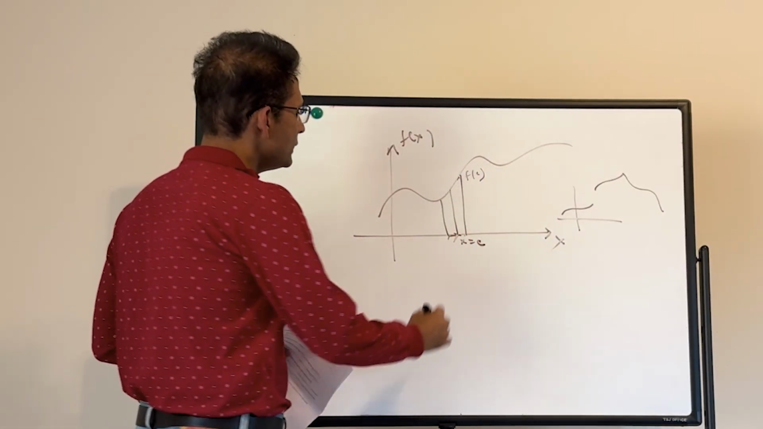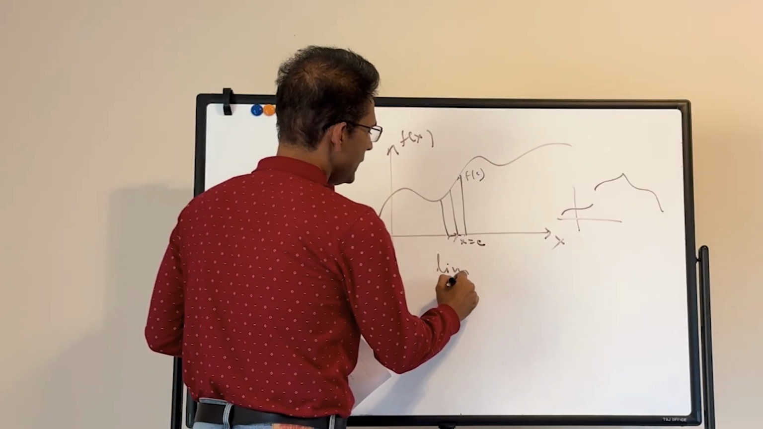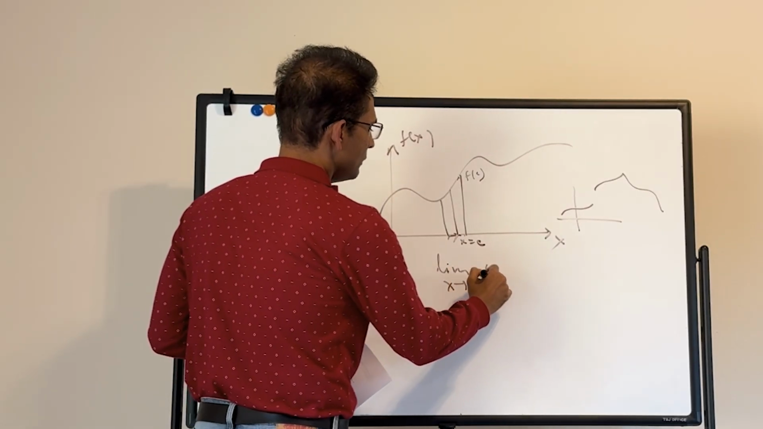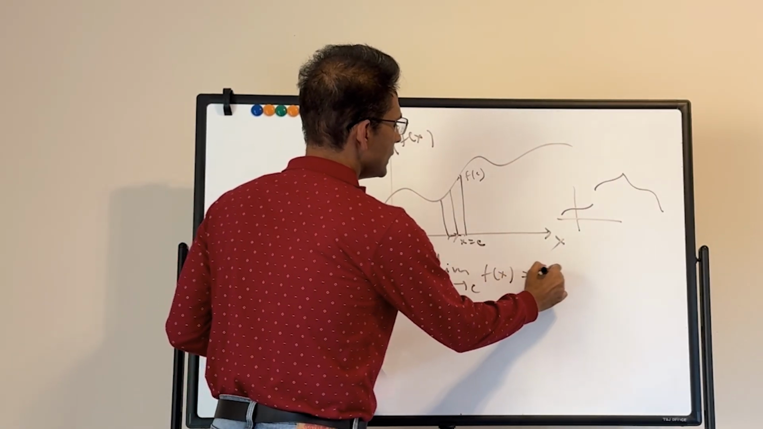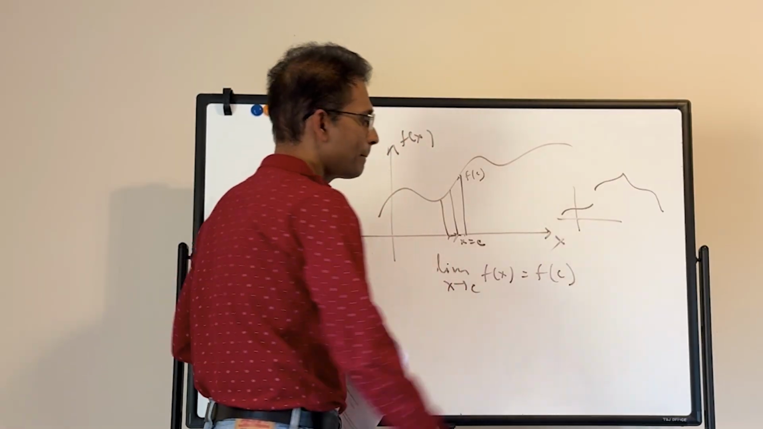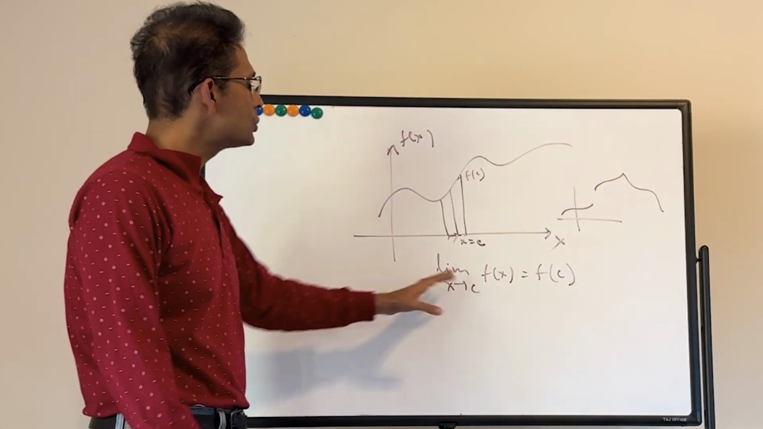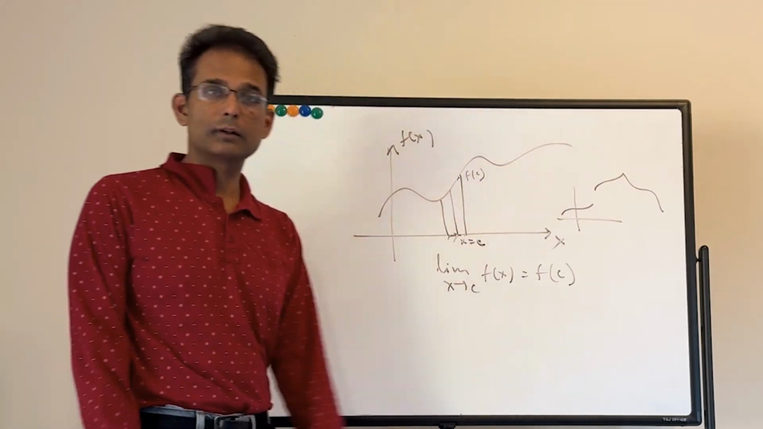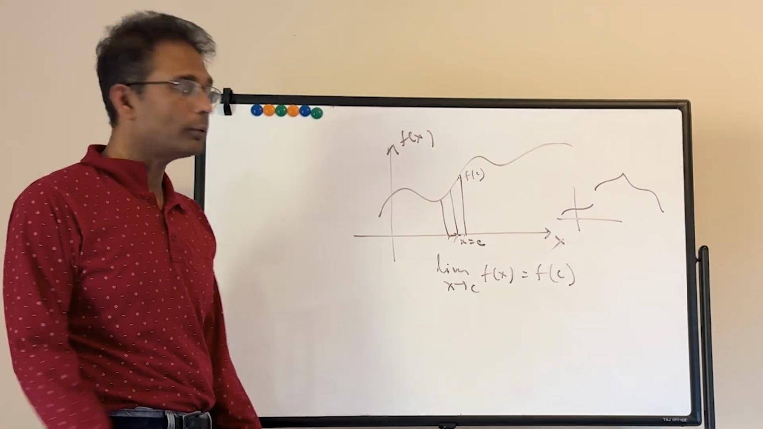Okay, so you write this as limit x going to c, f of x is f of c. And this is true for smooth functions. All right, so let's take a concrete example.